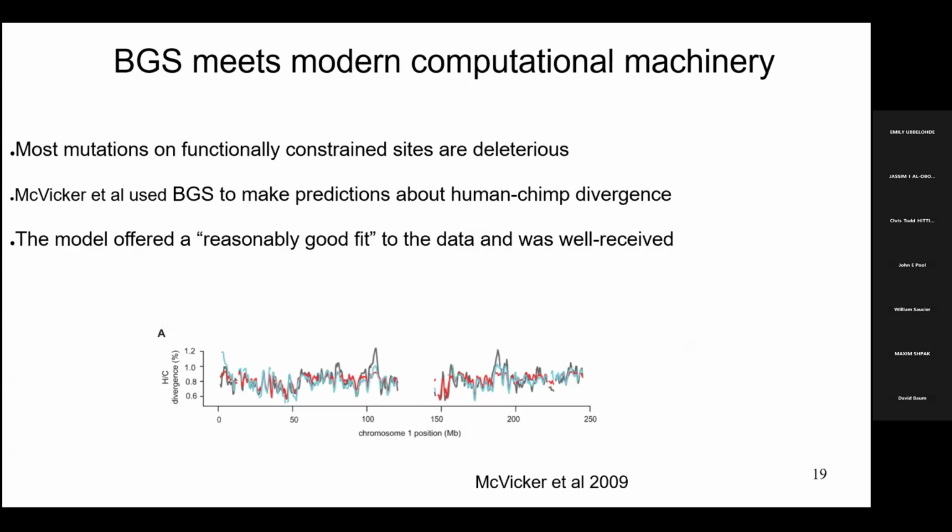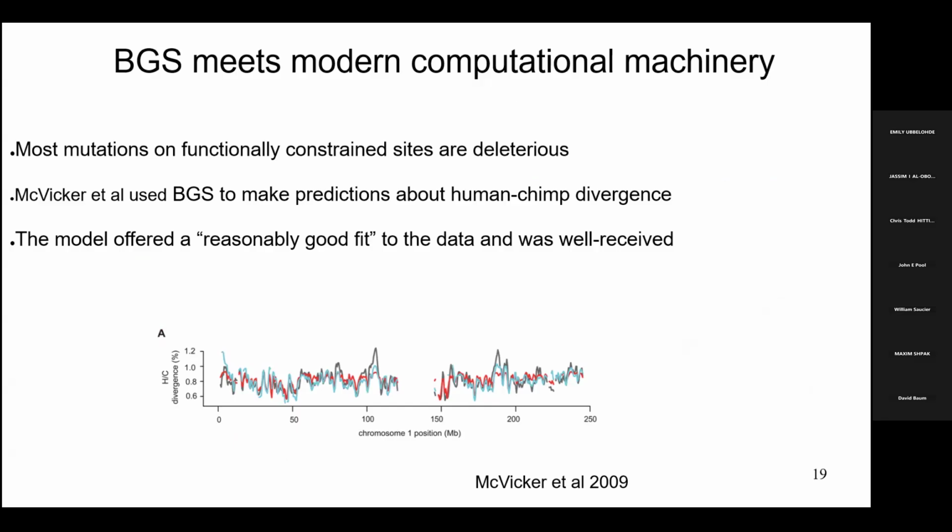So this is what they tried to do already in 2009 in McVicker, but they did not have high quality whole genome sequences yet in their study. And okay, so the motivation then is to study human-chimp divergence, and this would be related to linked selection in the ancestral populations of human and chimps.